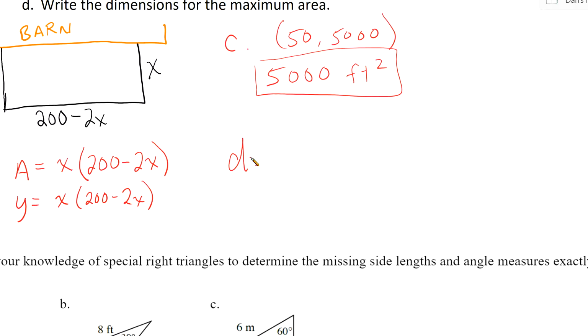Now D says, write the dimensions for the maximum area. So we want the actual dimensions here of the barn, or sorry, of the fenced area. So this 50 is the width. So what's the length then? 100. If this is 50, that'd be 50. And then you could just do 200 minus 50 and 50, which is 100. So it'd be 100. So 50 feet by 100 feet. And there's your dimensions.